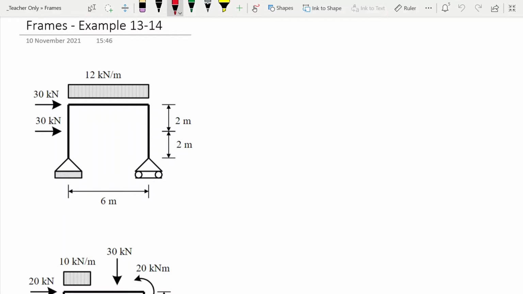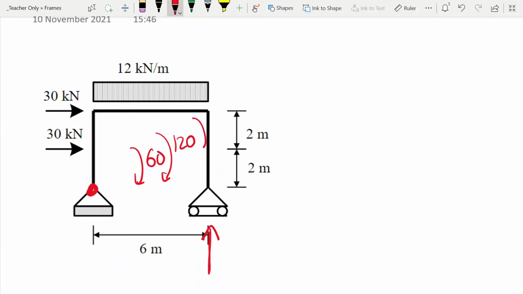So let's start, for example, by calculating this reaction here on the right side, using this point as the pivot. I know my moment will be 30 times 2, that's 60. Then the other one is 30 times 4, that's 120. And this one here, we have 12 times 6, 72, times 3. So we need to add all this up. So the moment caused by the UDL at point A is 216. So all these moments combined are equal to 396.